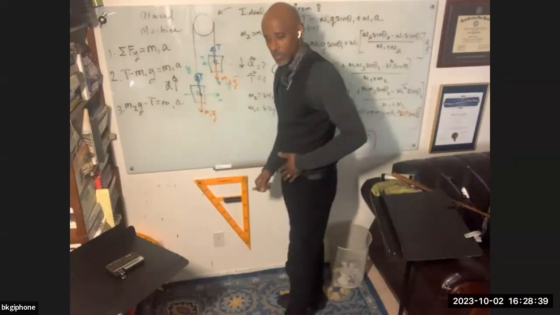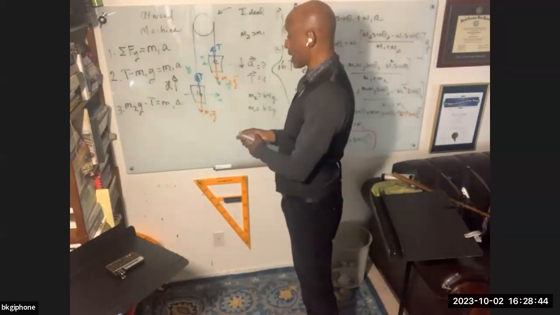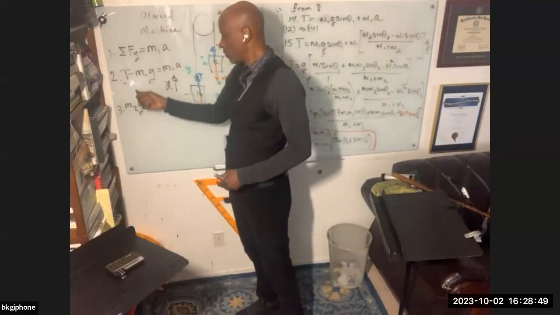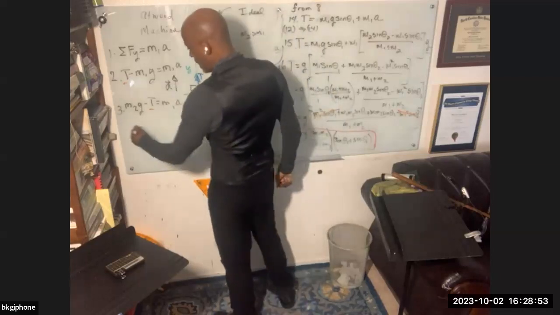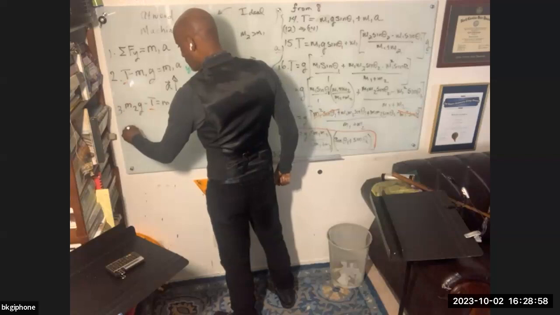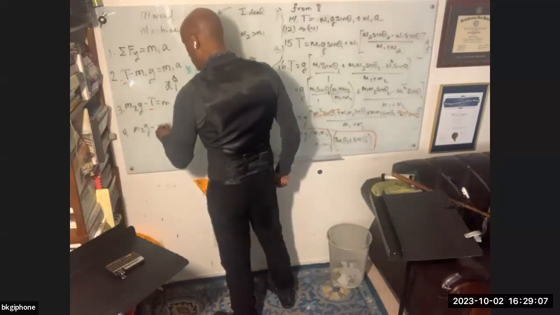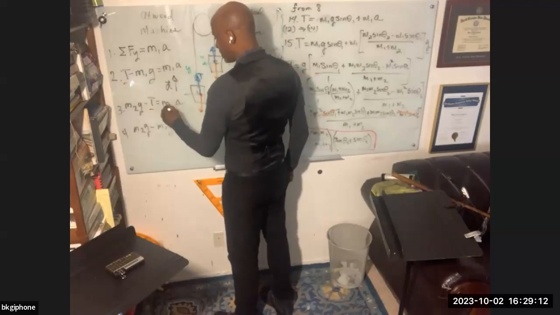It's like lifting weights, right? You lift a larger weight, then you go back to the lighter weight and it feels lighter. So two T's, one positive, one negative. You add the equations, and the T's go out. We got M2G minus M1G equals M1A plus, oh, this is M2, sorry.